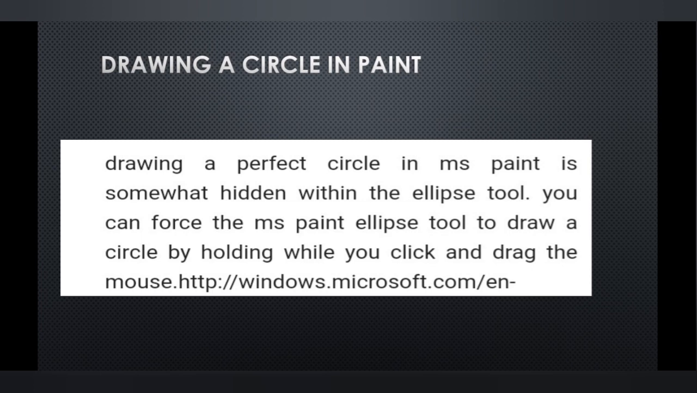Now drawing a circle in Paint. So how can we draw a circle? Drawing a perfect circle in MS Paint is somewhat hidden within the ellipse tool. The ellipse tool is there in the group itself, that I will show in my next slide. First I am just explaining how you are going to do that. You can force the MS Paint ellipse tool to draw a circle by holding Shift while you click and drag the mouse.